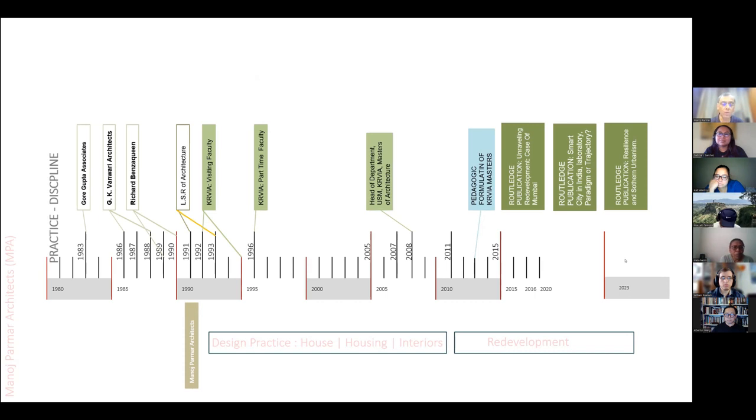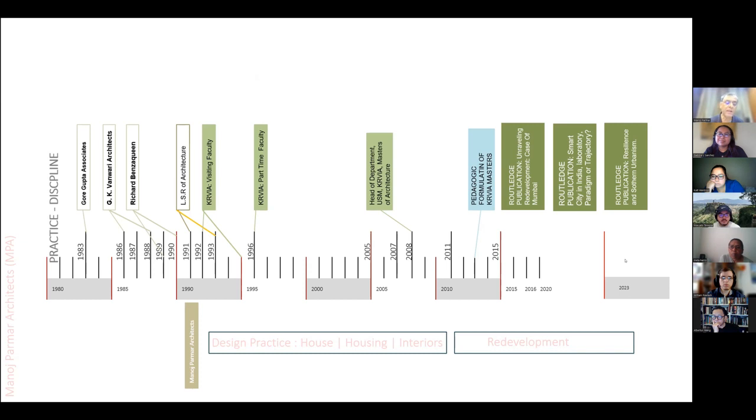Along with my academic activity, I have published 3 books. One is Unraveling Redevelopment in Mumbai by Routledge, where we talk about the nature of transformation through new rules and regulations in Mumbai. The second book was Smart City in India: Laboratory, Paradigm or Trajectory, which I published with Dr. Binti Singh, who is the Dean of KRVIA for Research. The third publication, again a Routledge publication, is Resilience and Southern Urbanism, which was published last year and launched by MIT.